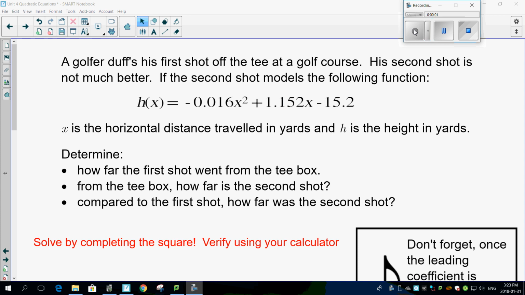So here's a great practical application question. It's kind of funny. Read the question. It says the golfer duffs his first shot. That means he didn't hit it very well, off the tee at a golf course. His second shot, well, yeah, that's kind of like me, is not much better.